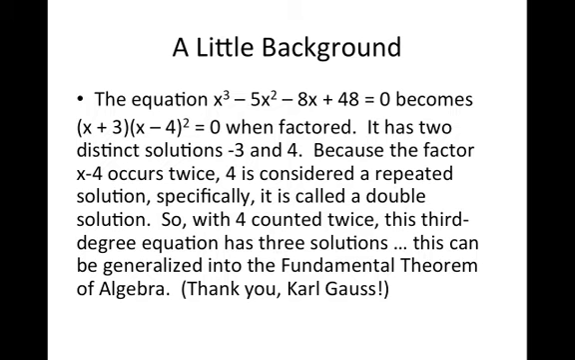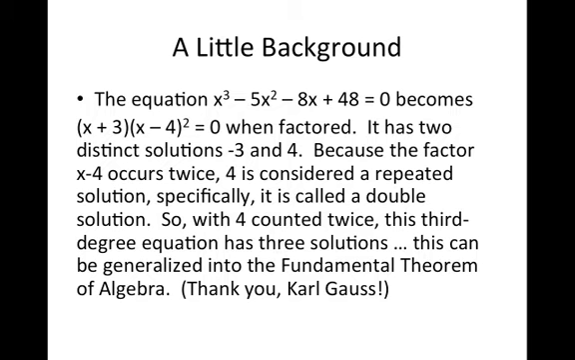All right, a little background. The equation x cubed minus 5x squared minus 8x plus 48 equals 0 becomes (x plus 3)(x minus 4) squared equals 0 when factored. It has two distinct solutions, -3 and 4. Because the factor x minus 4 occurs twice, 4 is considered a repeated solution. Specifically, it is called a double solution. So, with 4 counted twice, this third-degree equation has 3 solutions.